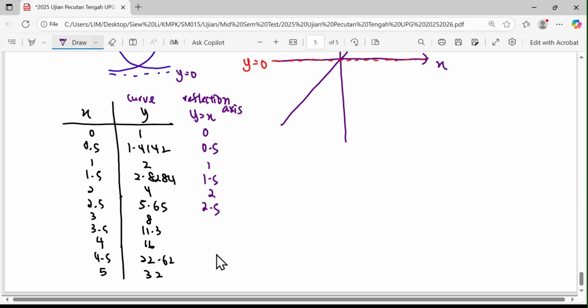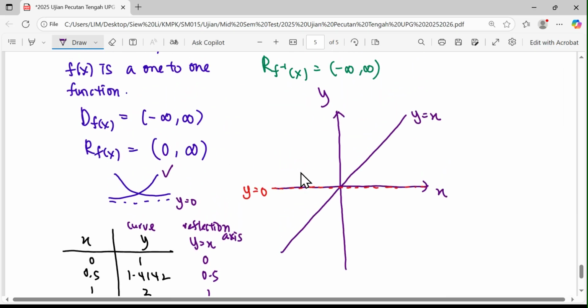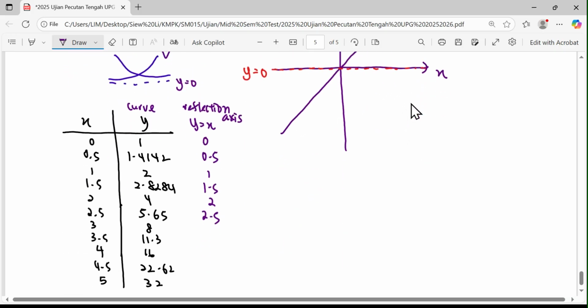These are definitely reflections. The values are definitely reflected: 1, 1, 2, 2, 3, 3, 4, 4, 5, 5. Alright? This is the coordinate you will get. And then you see your curve.